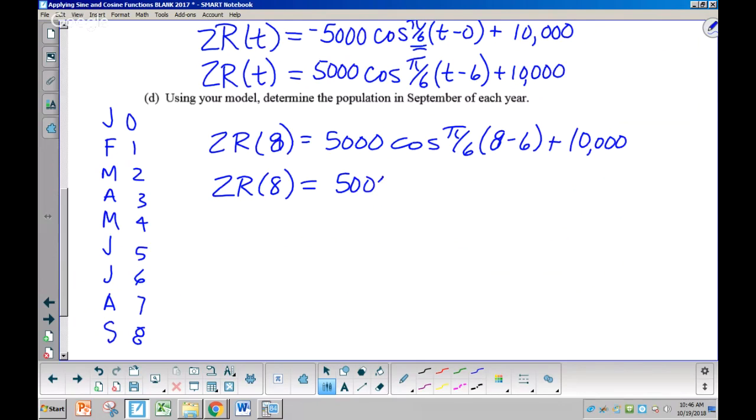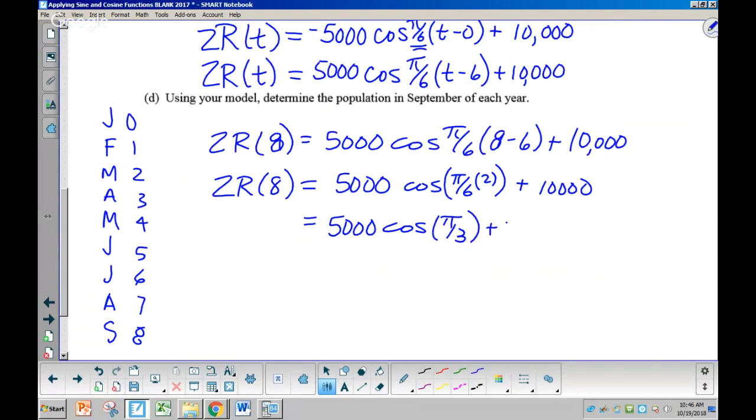Okay, 5,000 cosine of pi over 6 times, well, what is this? This is 2, plus 10,000. Now I'm doing this by hand, but we could do it on a calculator. But sometimes you don't need a calculator. This is the cosine of pi over 3. What is the cosine of pi over 3? 1 over 2. Good. So this would be 5,000 times 1/2 plus 10,000.